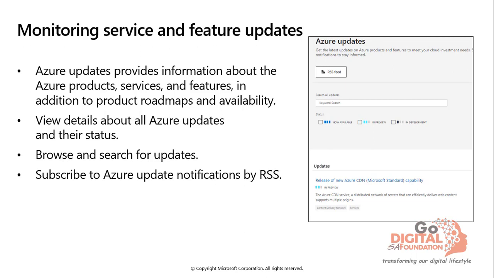Then this one also, I don't have it. So, monitoring service features and updates. Azure Updates provides information about the Azure products, services, and features in addition to product roadmaps and availability. You can also view details about all Azure updates and their status, and browse and search for updates. Subscribe to Azure Updates notifications by RSS. I have not been using RSS for a long time.